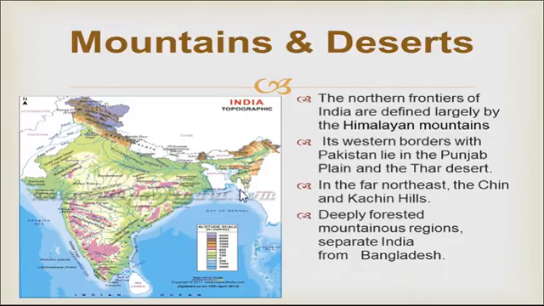The mountains and the desert also play a huge part in India. On the northern part of India are the ever so popular Himalayan mountains. The western border, where Pakistan lies, has a plain and also has the Thar Desert. There's also some hills in the northeast part, and deeply forested mountainous regions separate India from Bangladesh. So it's really protected, pretty good on all sides.